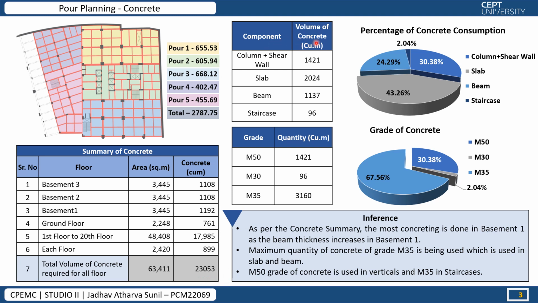Coming to the volume of concrete in every component, here we can see that the slab has the highest consumption of concrete. The grade used in verticals is M50 grade of concrete, M30 grade of concrete is used in staircase, and M35 grade of concrete is used in slab and beams.